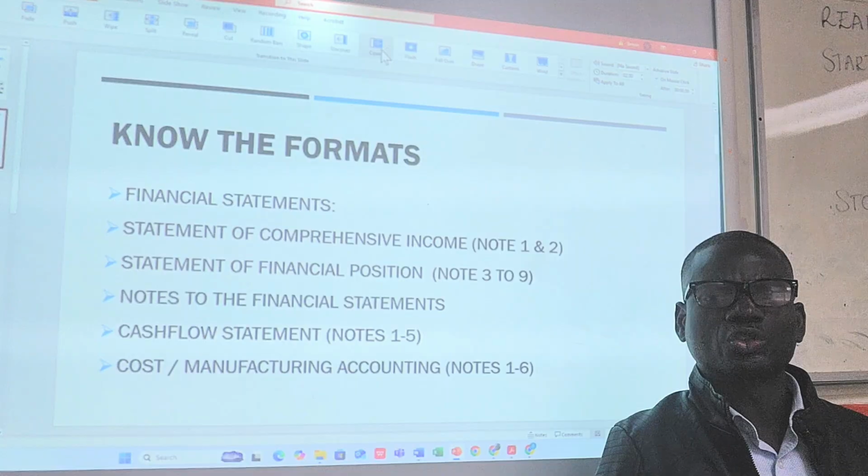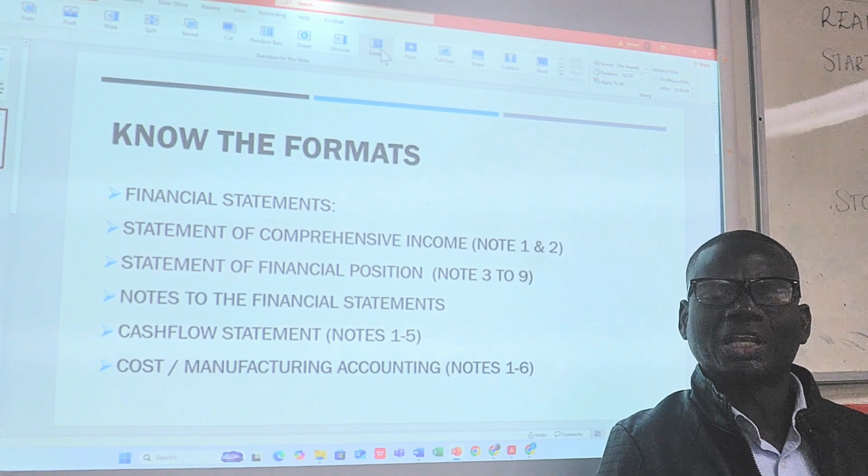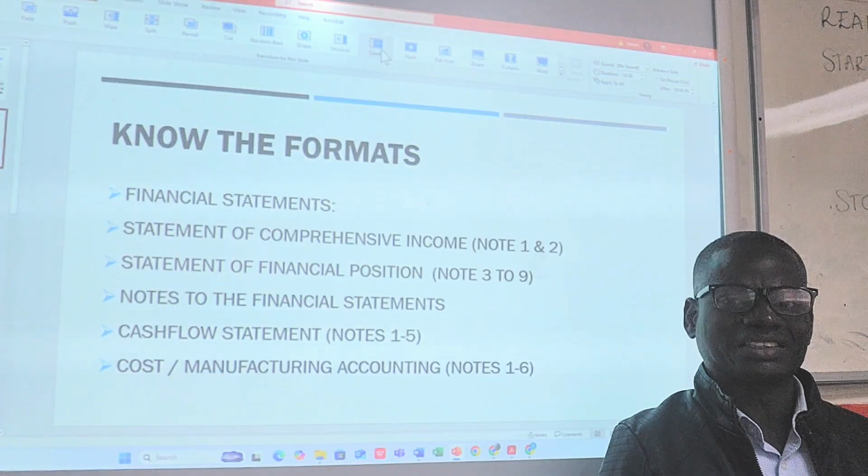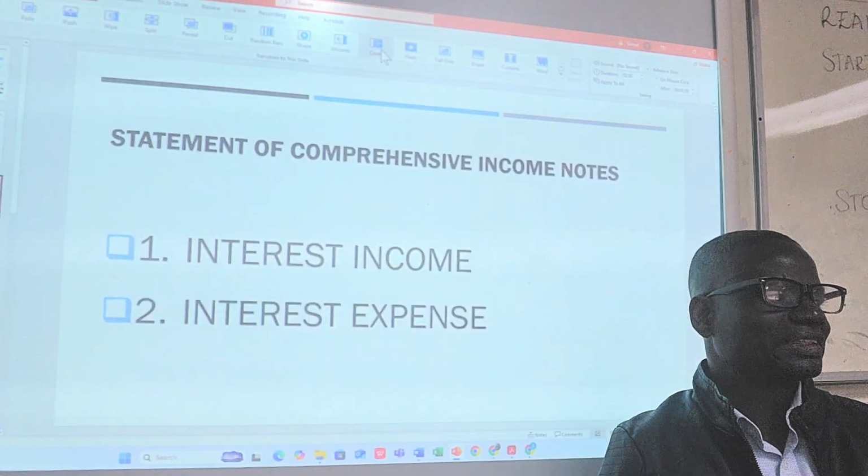Therefore, if you know all those notes, and you know how they are placed in a financial statement, I congratulate you. In fact, you should not be talking about 50 or 60. You should be at level 6 and above. Having said that, there are so many other things involved in accounting, not just the format.